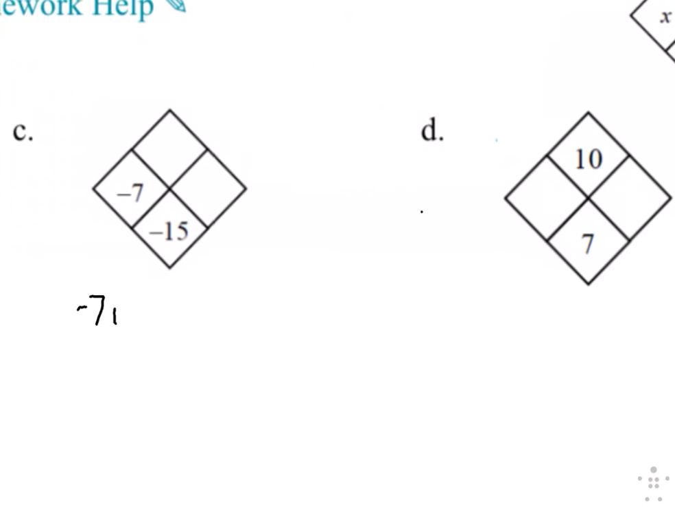Negative 7 plus x equals negative 15, right? So that has to be negative 8, right? And then negative 7 times negative 8 is positive 56.